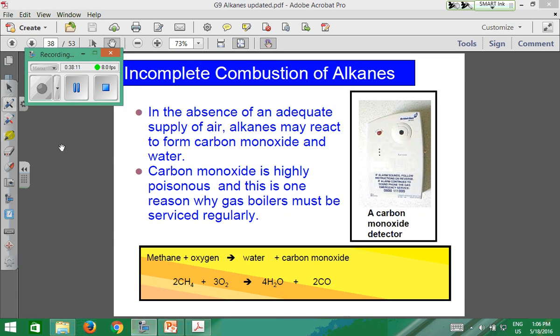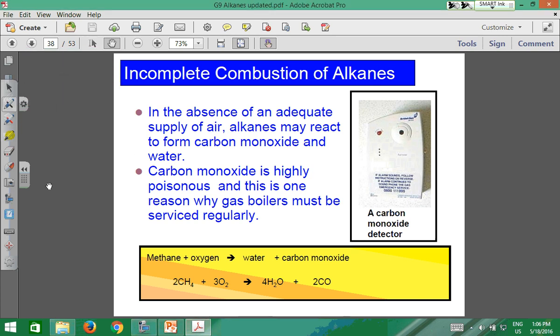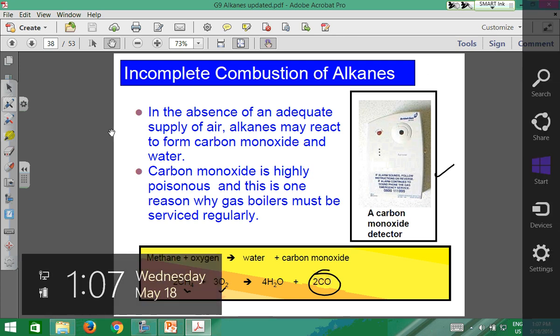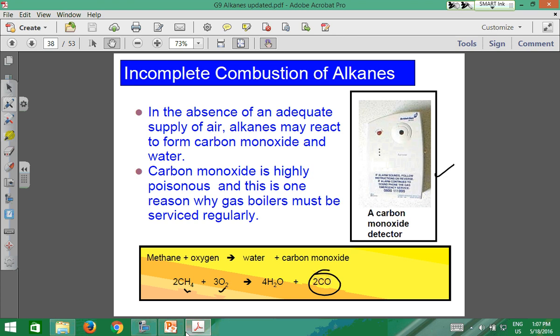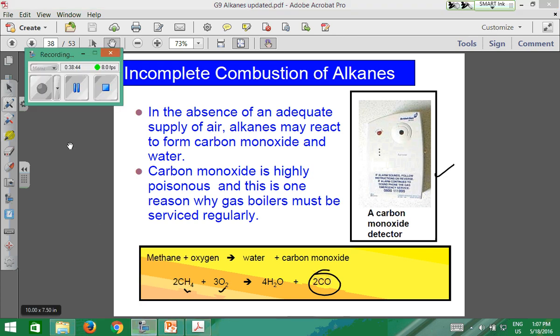Because of incomplete combustion, we get carbon monoxide, which is highly poisonous, and this is the reason why boilers must be serviced regularly. So this will form from methane, water and carbon monoxide. Nowadays we are getting carbon monoxide detectors also. So if the level of carbon monoxide increases, they will inform you, and we can be safe. So because of increased technology.